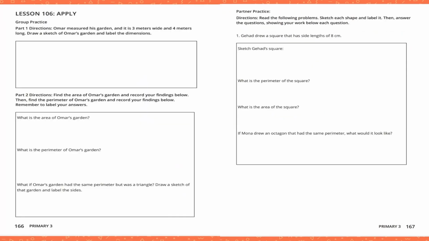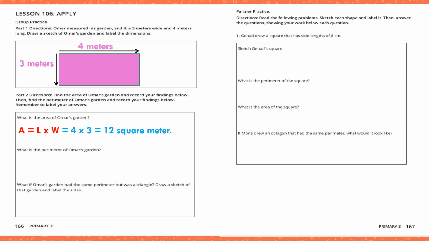Omar measured his garden and it's 3 meters wide and 4 meters long. So what is the area of Omar's garden? As we know, area equals length times width. 4 times 3 equals 12 square meters. What is the perimeter of Omar's garden? Perimeter equals length plus width, all times 2. Length equals 4 plus width equals 3. 4 plus 3 is 7, times 2 equals 14 meters.